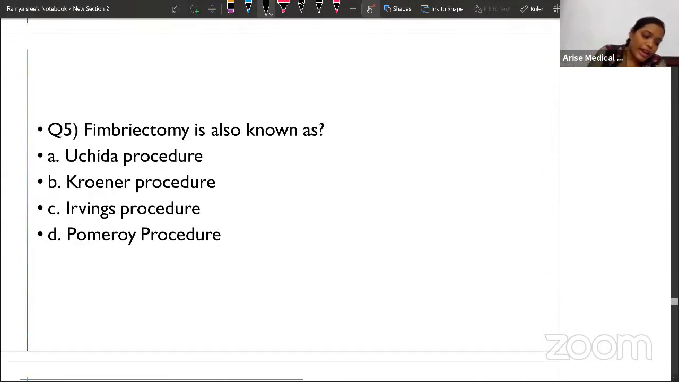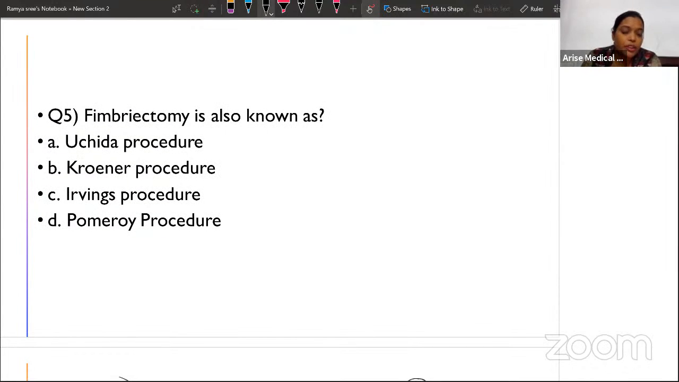Fimbrectomy is also known as Uchida procedure, Kroner's procedure, Irving's procedure, Pomeroy procedure. Fimbrectomy is also known as Kroner's procedure. It's called Kroner's fimbrectomy. All these methods which I have written here are methods of mini laparotomy.